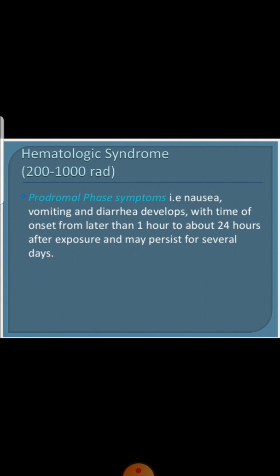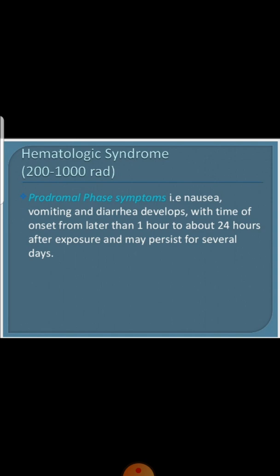effects. So the first syndrome that we are going to discuss is the hematological syndrome, and we have already discussed the periods. So all those periods or events will happen in all syndromes. The first point, which is very important, is the range of the dose in the hematological syndrome, and that is approximately 200 to 1000 rad that will produce the hematological syndrome.